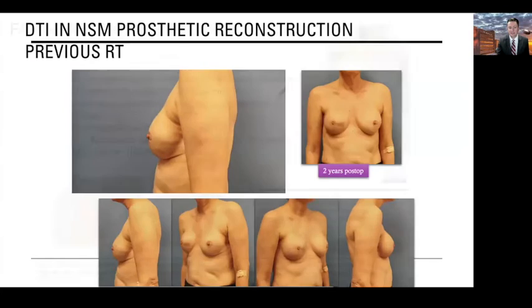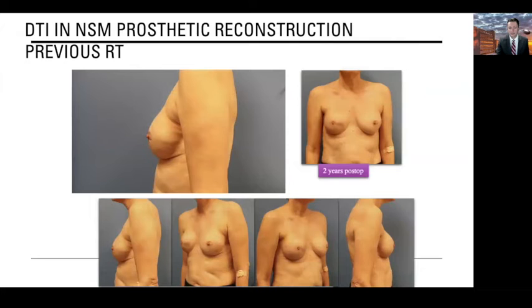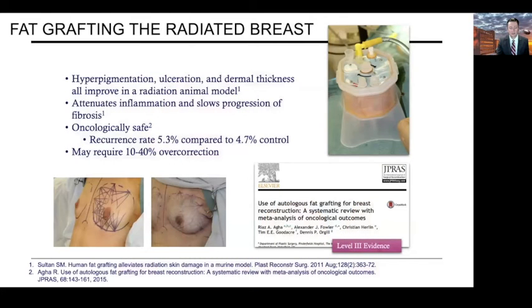You can see in this patient how she looks immediately postoperatively. She has done quite well. She has fairly good symmetry, and she is reconstructed in one single approach.